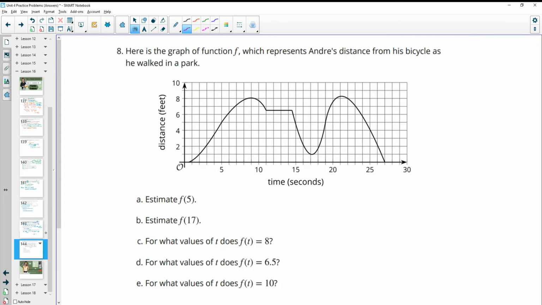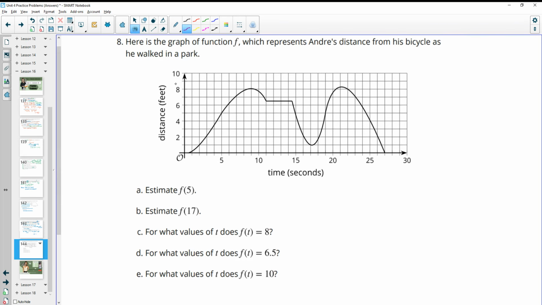Number 8. Here's the graph of a function which represents Andre's distance from his bicycle as he walked in the park. Estimate f of 5. So let's take a look here. So f of 5, so this is your x value, okay, or your seconds value. So at 5 seconds, follow that up to the graph, and then what's the output? So in this case, 5 seconds gives us 5 feet away. So the output of that one is 5.